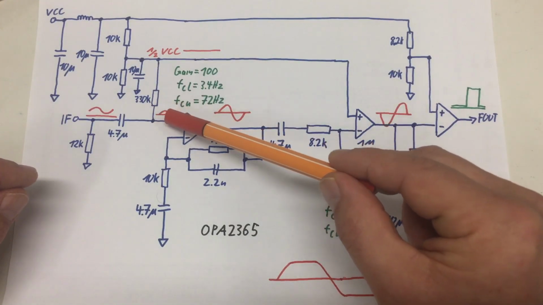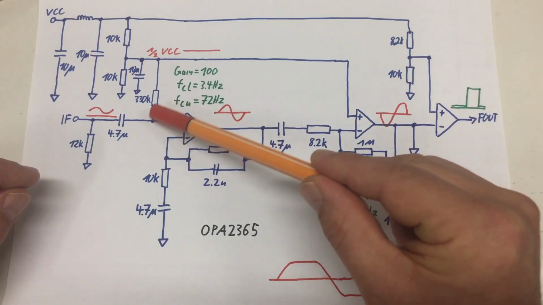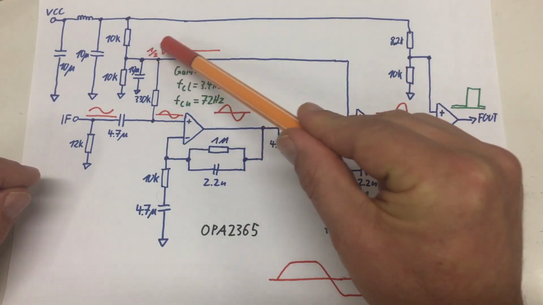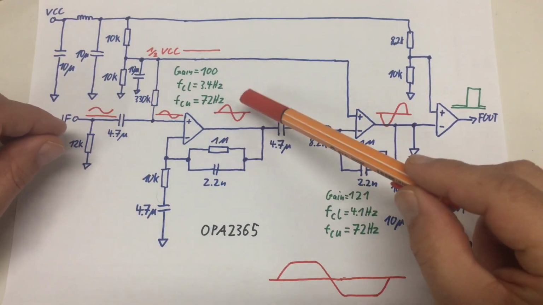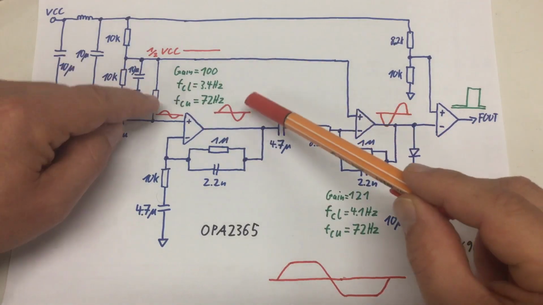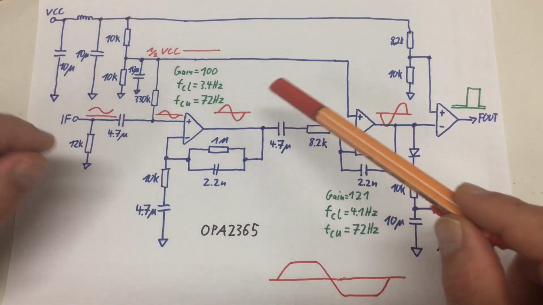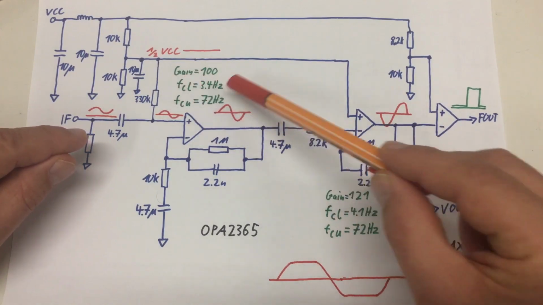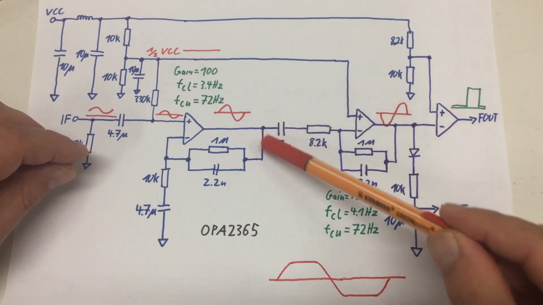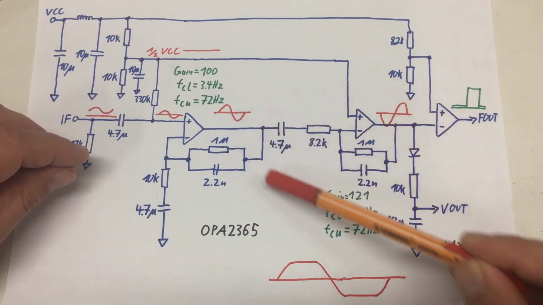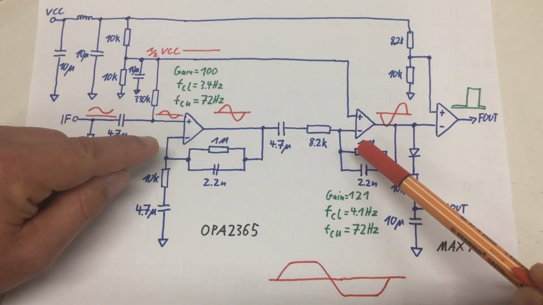So what we are seeing here at the input is a sine wave centered around that 1/2 VCC rail. And of course, at the output we have the same sine wave amplified 100 times, as long as its frequency is within the pass band. And that goes now into this circuit here, which is an inverting active bandpass filter.